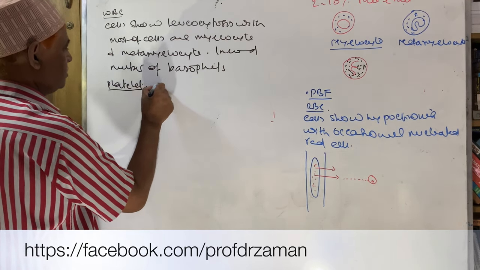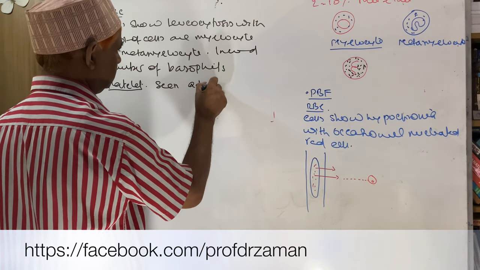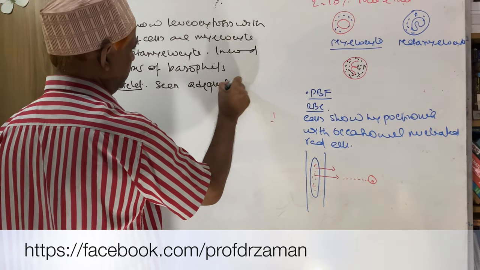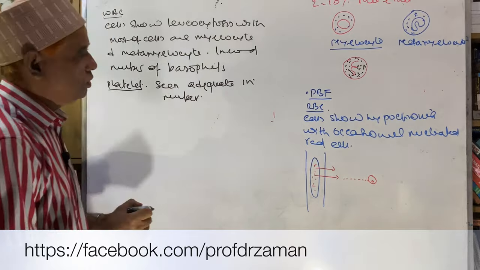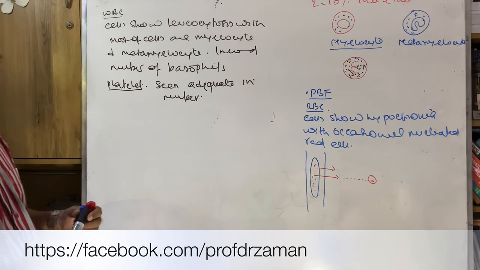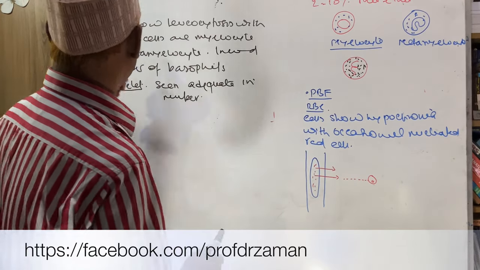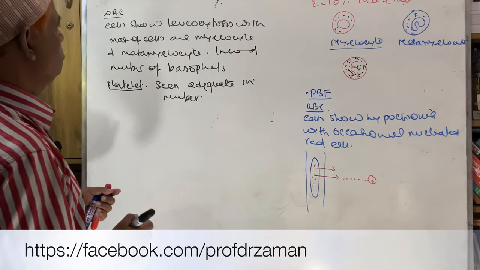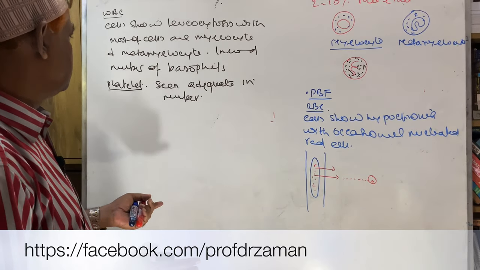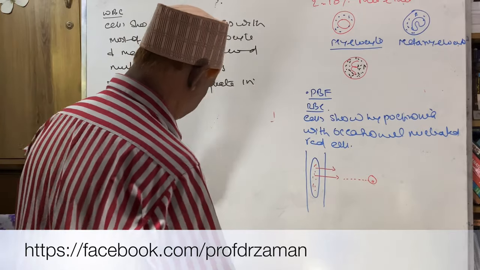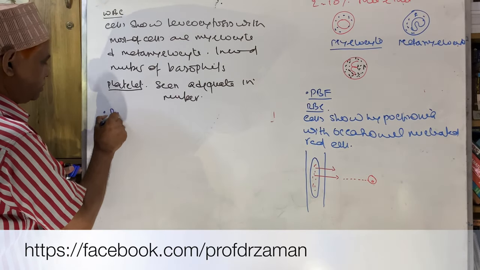Platelets are adequate in number. So the peripheral blood film of CML: the RBC series shows hypochromia with occasional nucleated cells. WBC series cells show leukocytosis with most of the cells being myelocytes and metamyelocytes, and an increased number of basophils. Platelets are adequate in number. Then we have to do reticulocyte count.